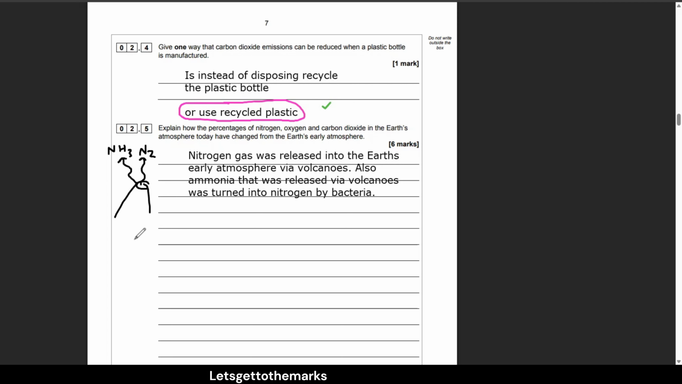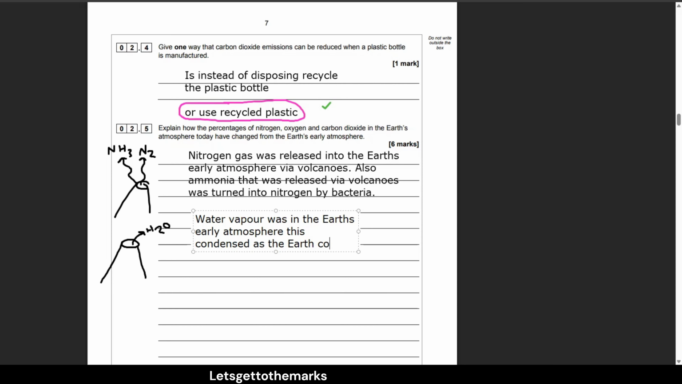Now, what else came out? Well, we had water vapor in the Earth's early atmosphere, also coming out of volcanoes. Number two is H2O, so water vapor was in the Earth's early atmosphere. This condensed as the Earth cooled and formed oceans. So we don't have a lot of water vapor in the air compared to the early atmosphere because as the Earth got colder, it condensed and cooled and formed oceans.